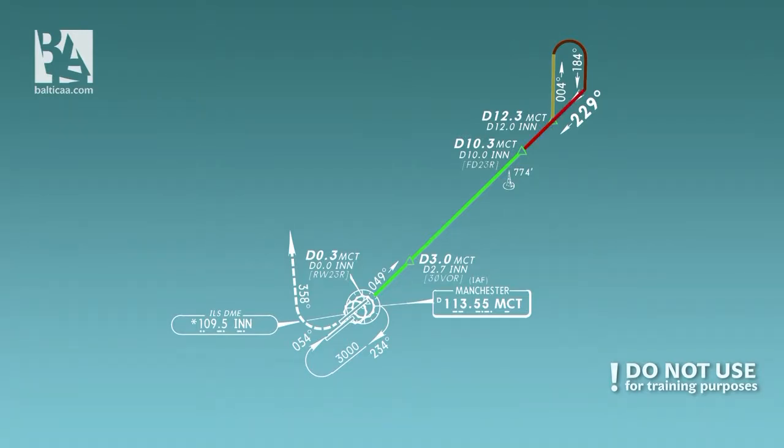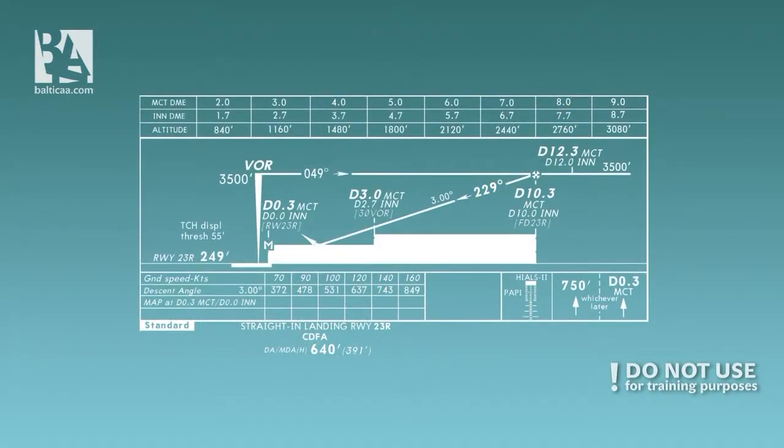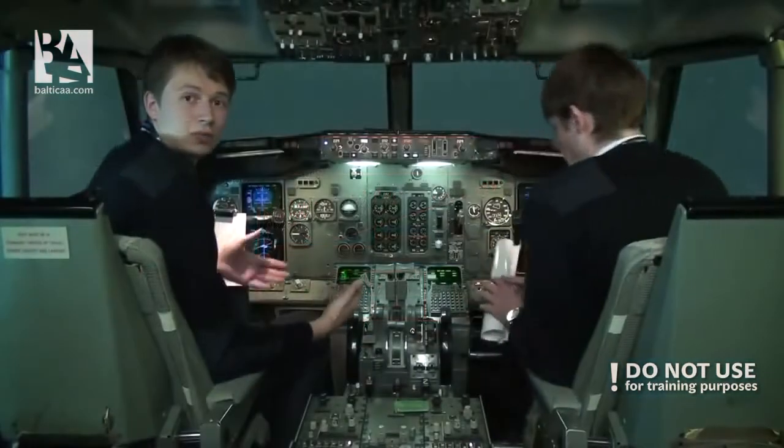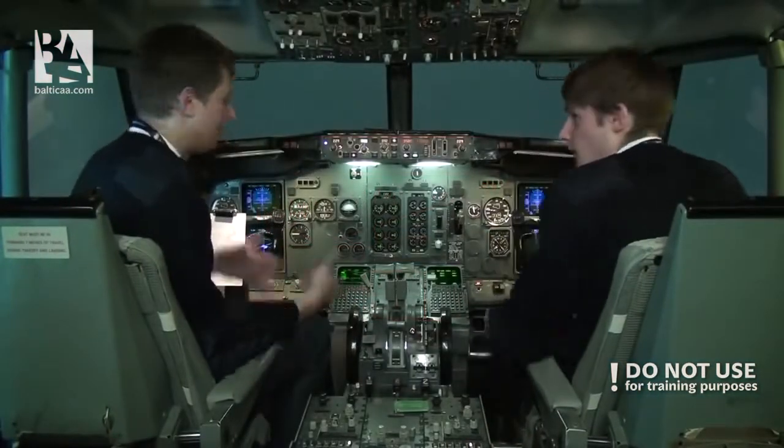We'll continue on this track until the distance 10.3 nautical miles from Manchester VOR, where we will start our descent at approximate rate of 750 feet per minute, which corresponds to our approach speed of 138 knots. I will be monitoring that our descent is going accordingly to this provided chart, and at a minimum decision altitude of 640 feet, we will continue visual. So, now we know about the procedure, let's go and do it.